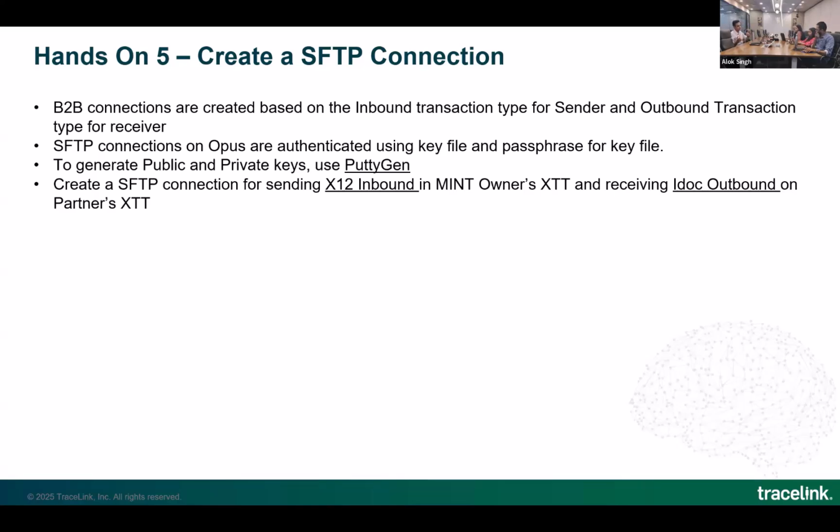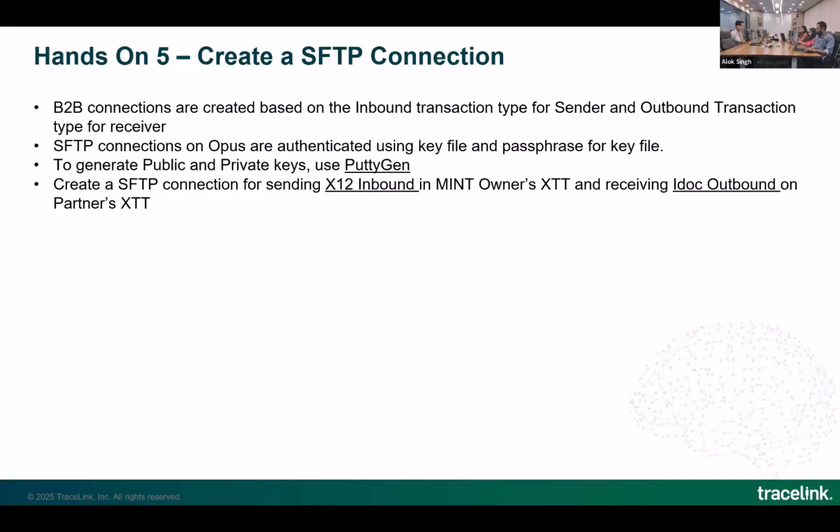And in most of the cases, this will be bidirectional. So the owner sends PO, the partner replies with POAC, right? So that is why we are using the words sender and receiver. B2B connections will be created on both sides, sender and receiver. The process remains the same on both sides. So what we will do is on Opus, you can go to the XTT AWS Enterprise application on the user interface and create the SFTP connection by yourself. The SFTP connection is authenticated by a key file, so public and private keys. The public key will go into the connection that you're creating. You'll keep the private key and the passphrase for the private key.